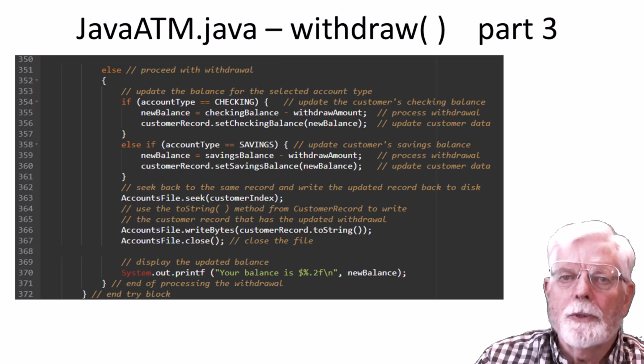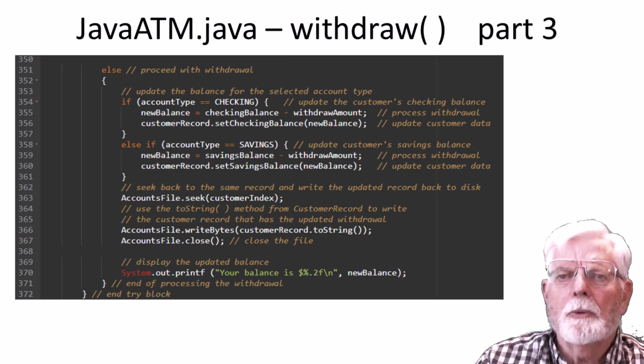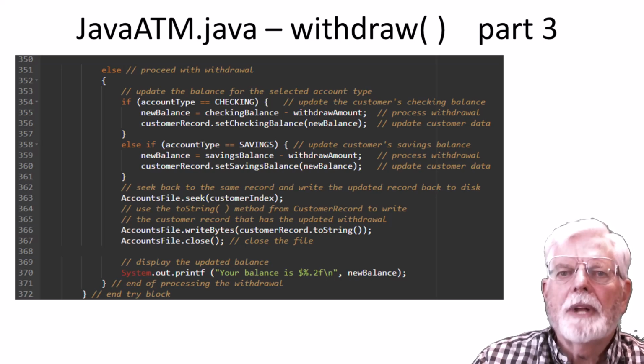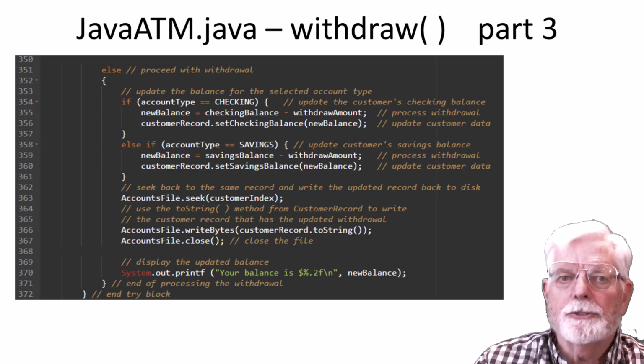After all conditions for the withdrawal are satisfied, the new balance is computed and set to the customer record object that is in RAM. A seek command is issued to move the file pointer, FP, to the current customer's record on disk. The updated customer data is written back to the disk and the file is closed. The updated balance is displayed on the screen.